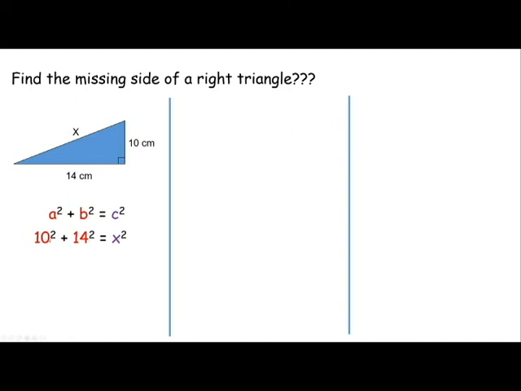Once I know that, I do know that 10 squared is 100. I also know that 14 squared is 196. And I also know that 100 plus 196 is 296. That takes us down to this equation. 296 equals x squared. So the question becomes, how do I find out what number times itself equals 296? Or, since this number has been squared, how do I undo that squaring?